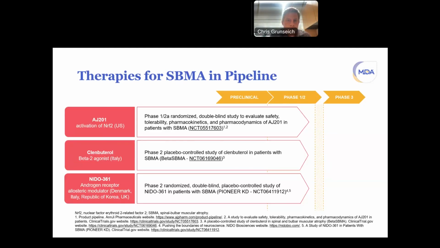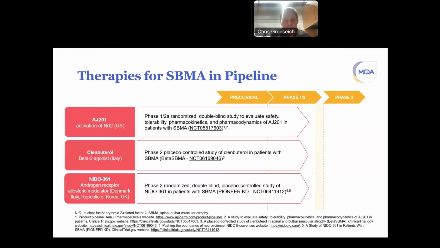There is a study of clenbuterol that's underway. This clenbuterol is a beta-2 agonist that activates the phospho-AKT that modulates the clearance of androgen receptor from tissues. And this is a phase 2 placebo-controlled study of patients that's being done in Italy right now, and we hope to have those results in the near future.